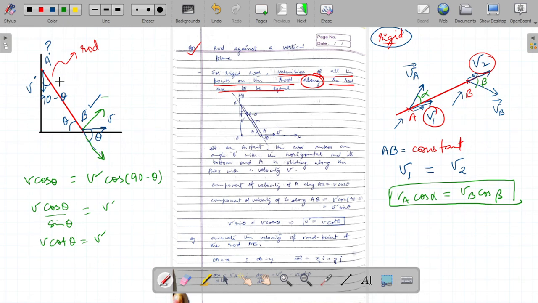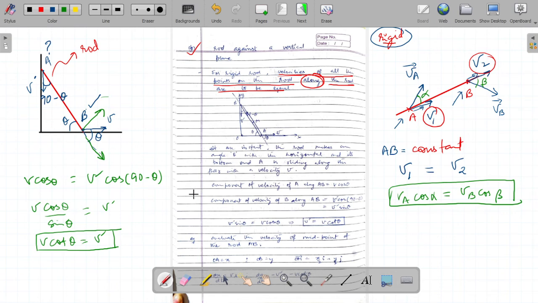So this is the unknown velocity which we are trying to find. That is, what is the velocity of point A if the velocity of point B, which is touching the ground, is known. And remember that both these points are on the rod. They are in contact with the ceiling and the floor respectively. So that is what we have done.